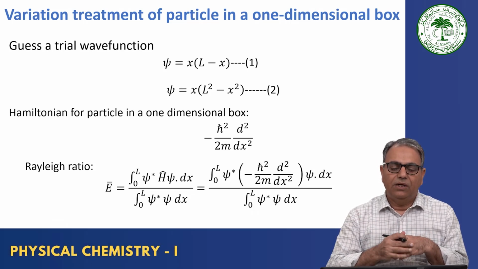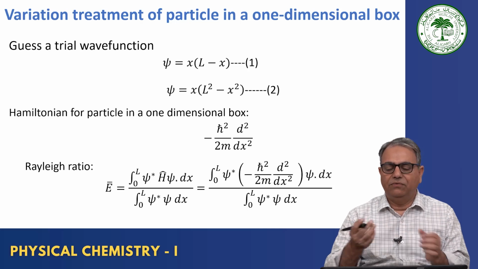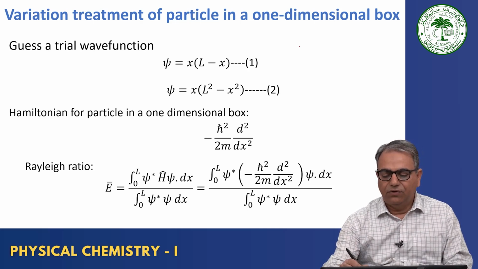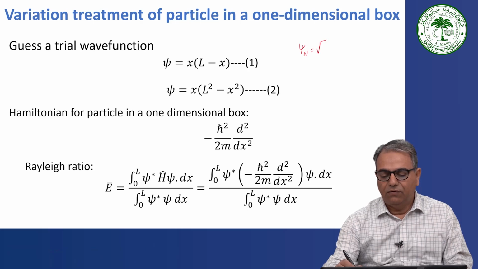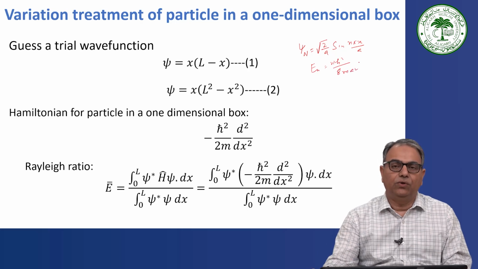Now, we can also do variation treatment of a particle in a one-dimensional box. You know that for the one-dimensional box, if you solve the Schrodinger wave equation, you have a normalized solution which is root 2 by a sine n pi x upon a, and for energy you have the equation En is equal to n square h square divided by 8 m a square. The solution is known to you.